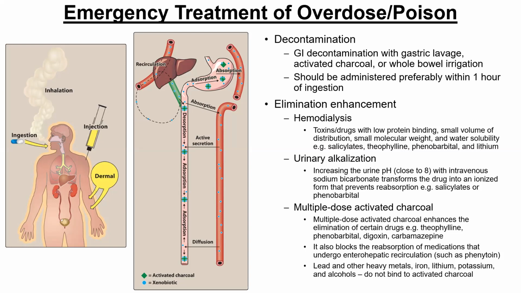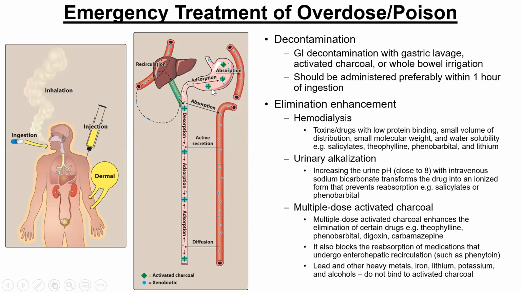Another approach is multiple-dose activated charcoal, which enhances elimination of certain drugs, like again theophylline, phenobarbital, digoxin, and carbamazepine. If you notice, some of these drugs are narrow therapeutic index drugs, so that's why there is urgency to get rid of them any time you have an overdose. With digoxin, you have another option as well, using digibind, an antibody that binds with digoxin and helps the elimination of the drug. This approach also blocks the reabsorption of medication that undergoes enterohepatic recirculation. That is what it is showing.